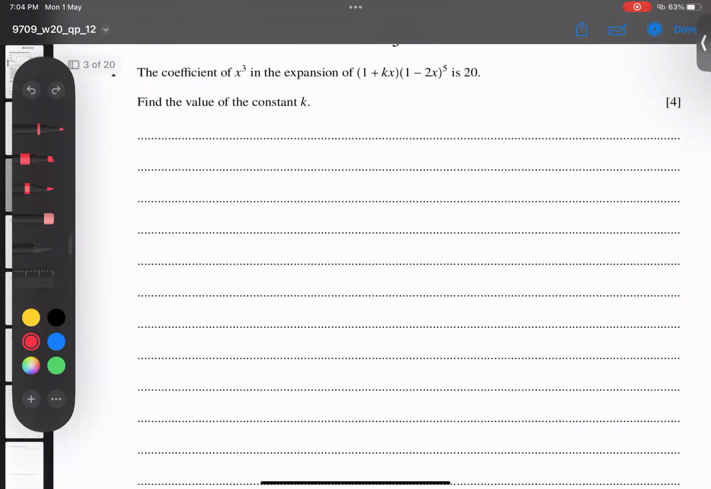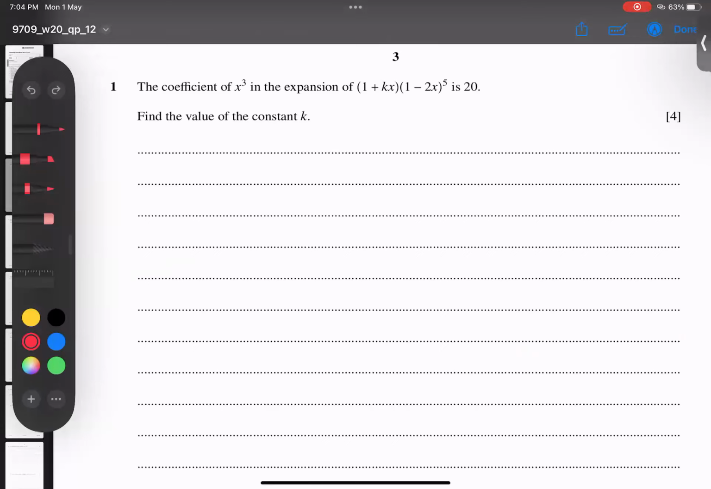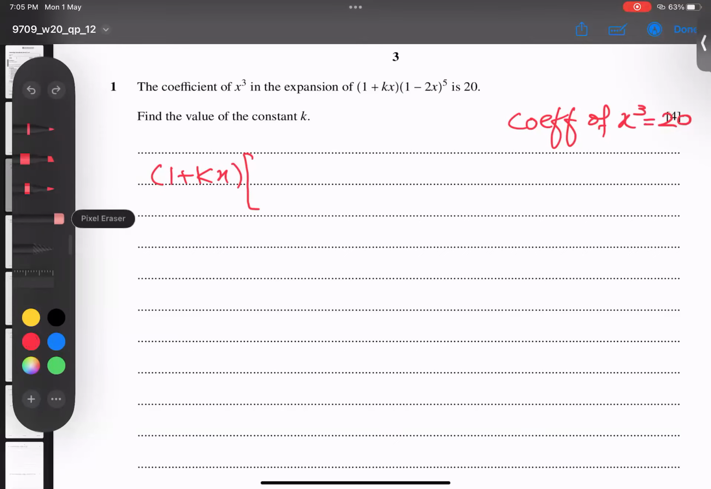Question number 1 is saying the coefficient of x to power 3 in this expansion is equal to 20. So short story, I repeat, coefficient of x to power 3 is equal to 20. So it means 1 plus kx as it is, and here I'm going to expand it. And all of you know, if we have a 1, basically formula what?